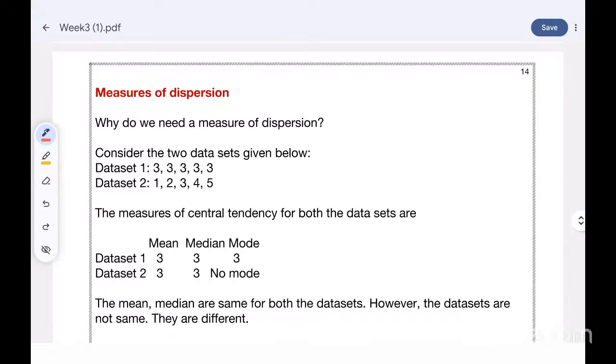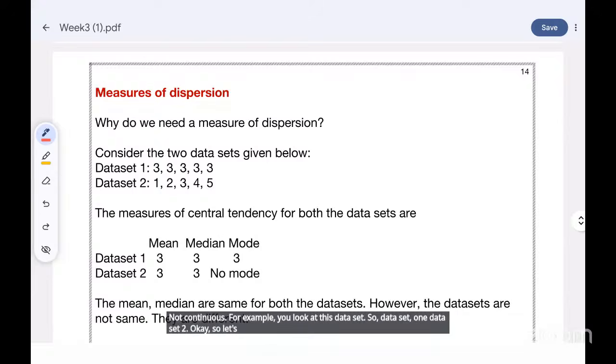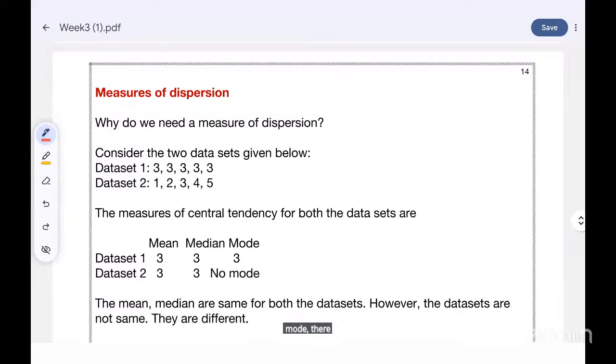Not continuous. So for example, you look at this data set. Data set 1, data set 2. Let's calculate the measures of central tendency for both these data sets. Data set 1: mean, median, mode, all are 3. Data set 2: mean is 3, median is 3, and there is no mode. So just from measures of central tendency, I'm not able to say much about the given data sets.